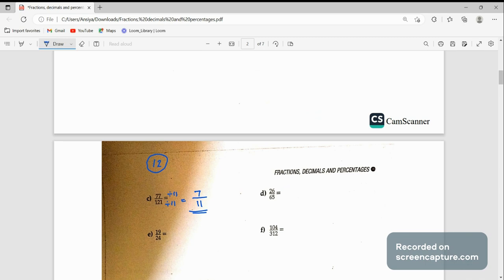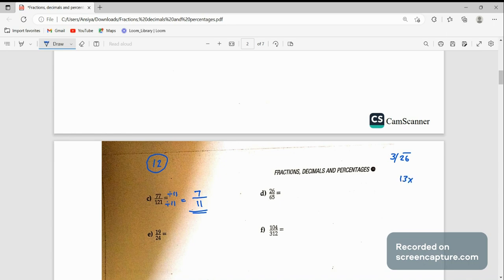Next one, 26 divided by 65. So here we divide it by 2. See, 65 is not an even number. We cannot divide it by 2. Think about 3. Now, not possible with 3. So how you should know that is you can divide and check like this. Okay. So with 4, with 5, I'll try with the table of 13.